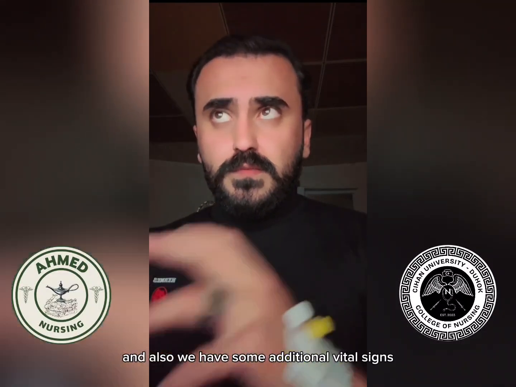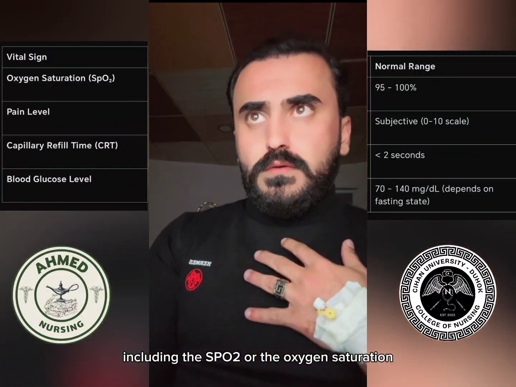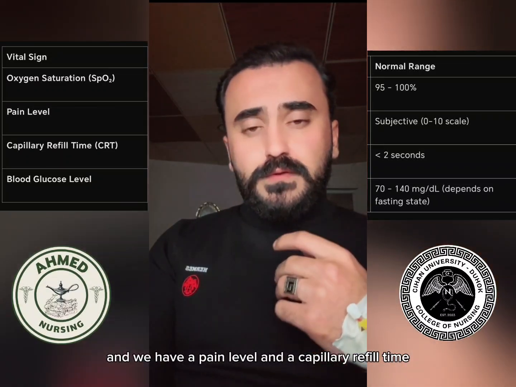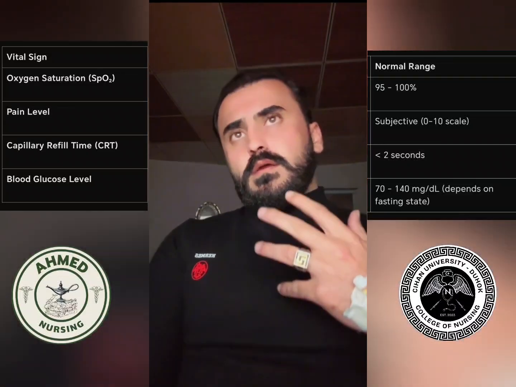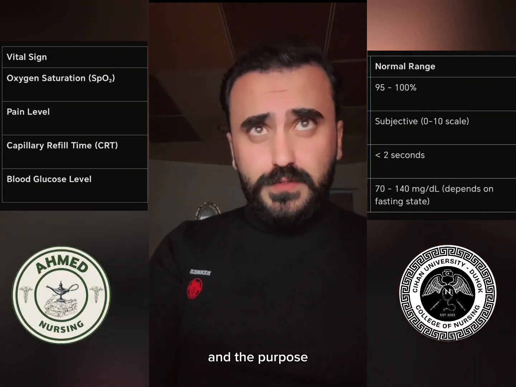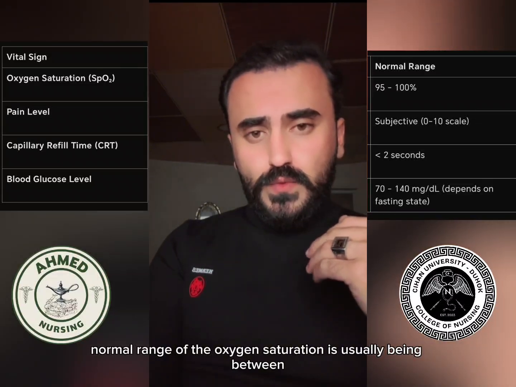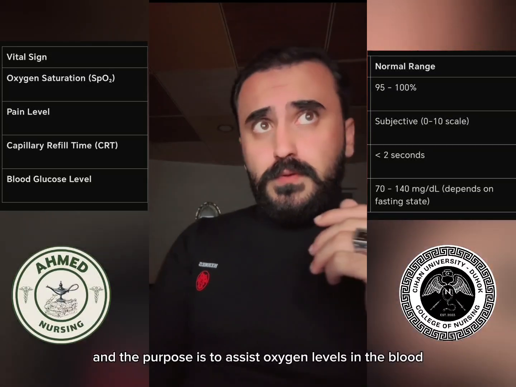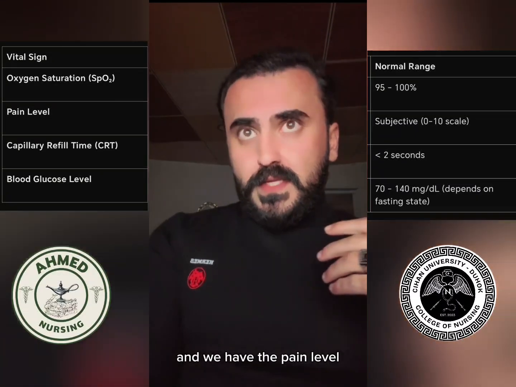And also we have some additional vital signs, including the SpO2 or oxygen saturation, the pain level, the capillary refill time, and the blood glucose level. Each one of these vital signs also has a normal range and a purpose. The normal range of the oxygen saturation is usually between 95 and 100%, and the purpose is to assess oxygen levels in the blood. And we have the pain level.